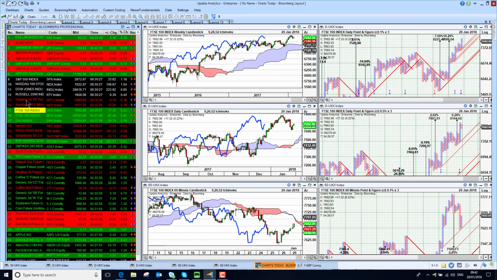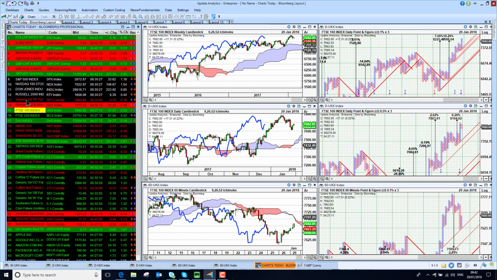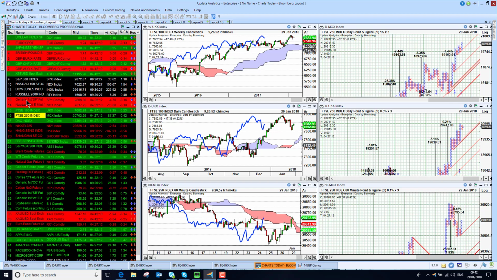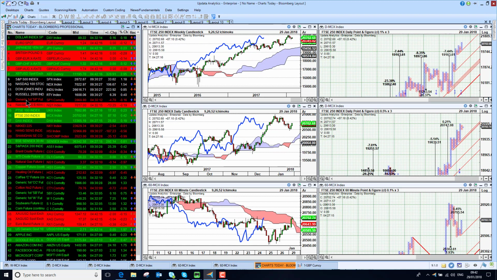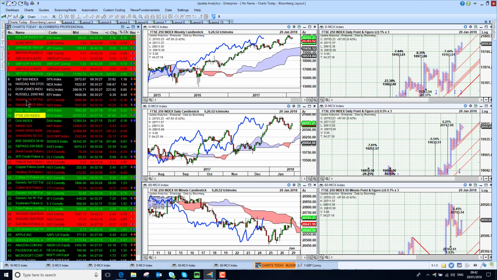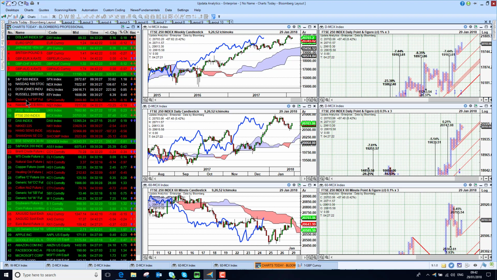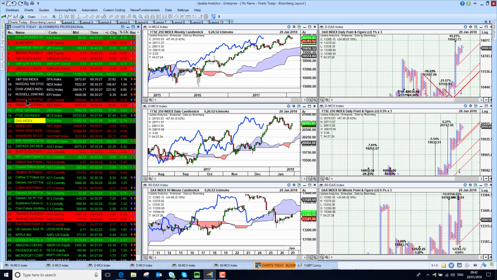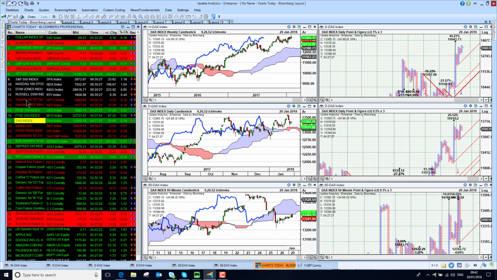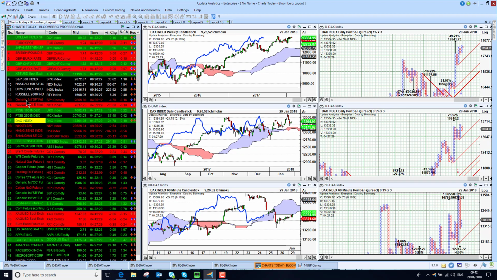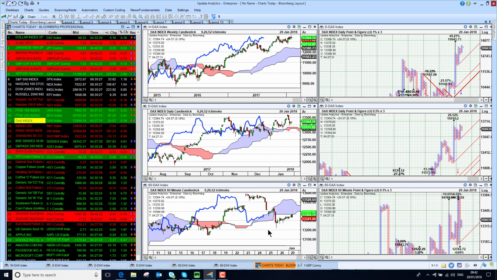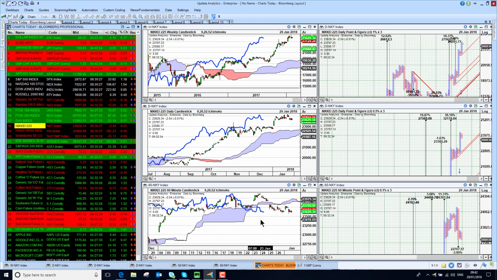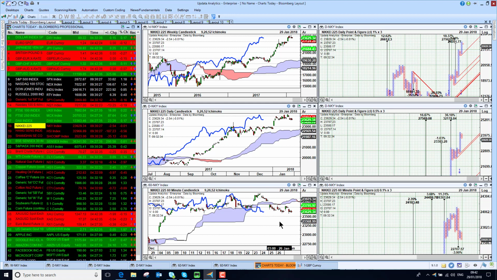FTSE 100 is up 0.2%, but still bearish below the cloud on the short-term chart. And the FTSE 250, much the same picture here, just struggling to really get motoring. But we are up this morning. FTSE 250 up 0.4%, so just looking stronger in the mid caps. The DAX actually just starting to find some support on the cloud on the short-term chart. We see that here. The Nikkei just turning a little bit bearish on that stronger yen.